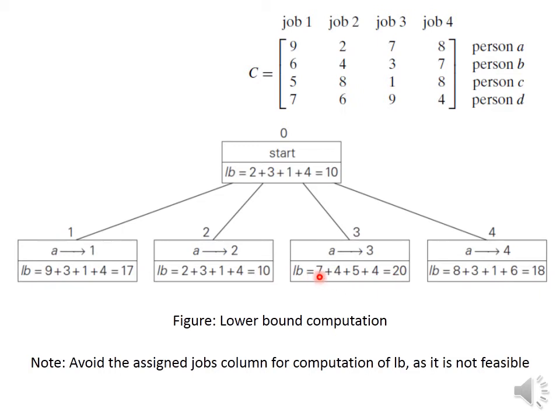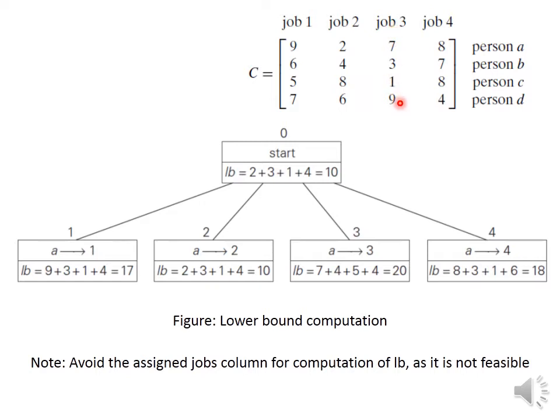Similarly, for the third one, A is assigned with the third job. Once A is assigned with the third job, please understand one thing: the cost is 7. So job 3 is already assigned to person A. Since that assignment is done, job 3 cannot be assigned to any other person. So whatever job is assigned, that column we need to neglect while computing the minimum value.